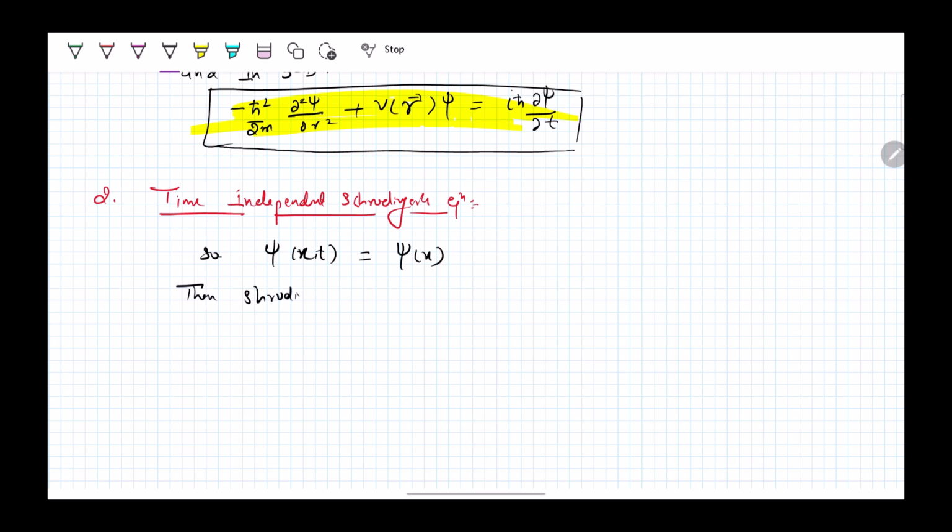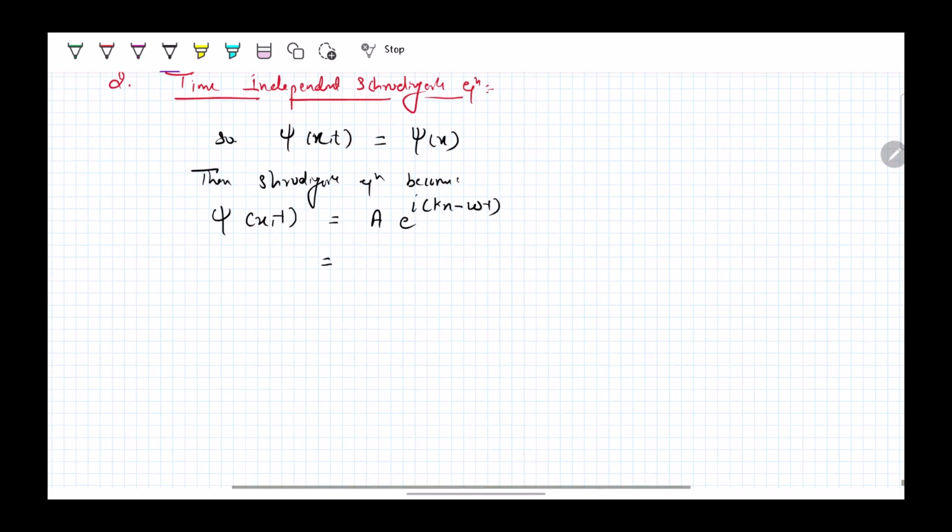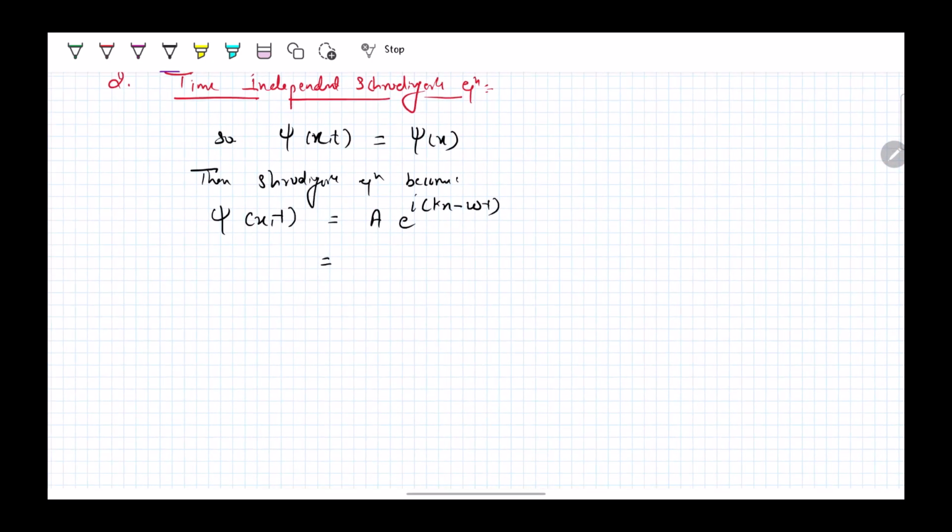Then Schrodinger's equation becomes, so we know that ψ(x,t) equals A exp[i(kx − ωt)]. Now we can write this right hand side as A exp(ikx) and exp(−iωt).